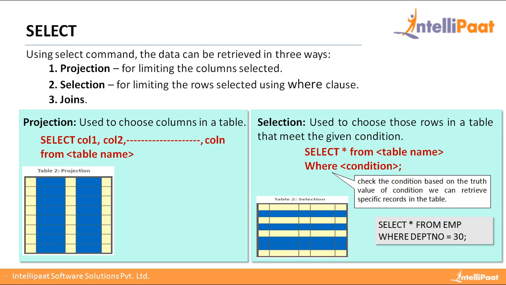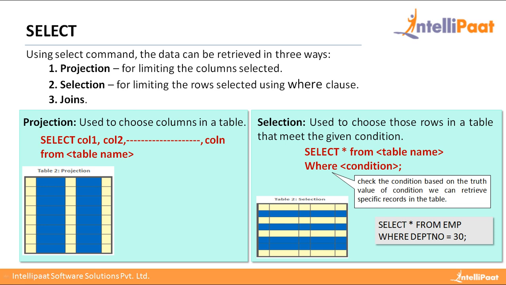So what is the meaning of projection? Projection is nothing but whenever I want to retrieve the data present in a table with only a specific column list. I want to get the data of all the rows but with a specific set of columns. How do I get it? It is exactly like this. Projection is used to choose columns in a table.